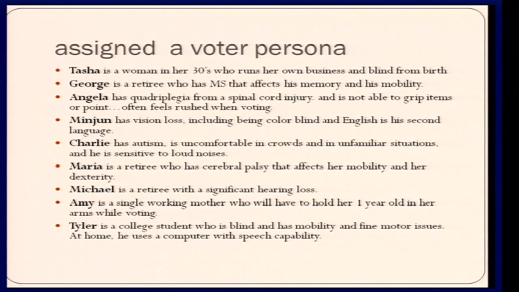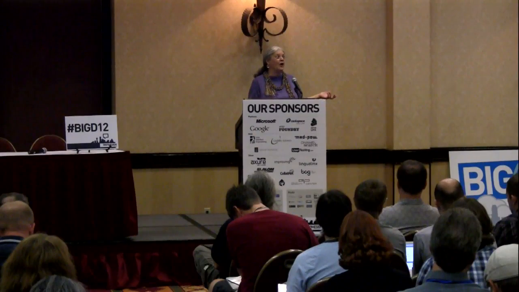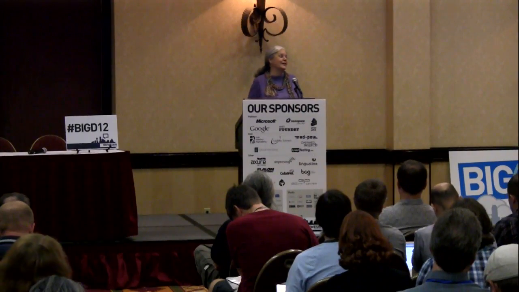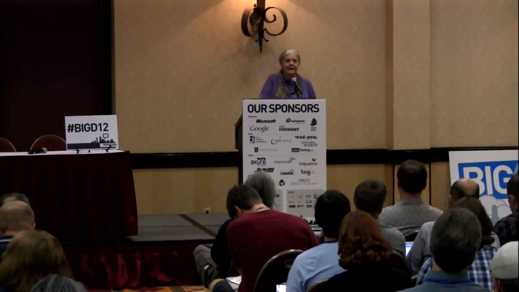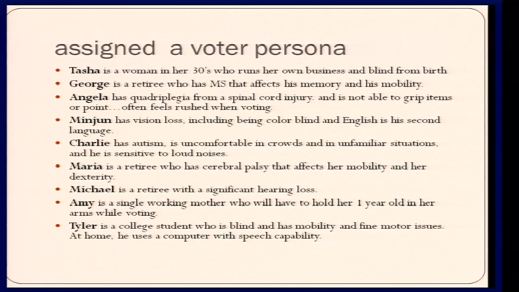I thought it was interesting that they added this one. It's a disability consideration, this mom who had to hold her 1-year-old while she was trying to vote, because there are things that can cause disabling conditions that have nothing to do with actual medical reasons. And then Tyler was the last one. He's a college student who was blind and also had mobility impairments.